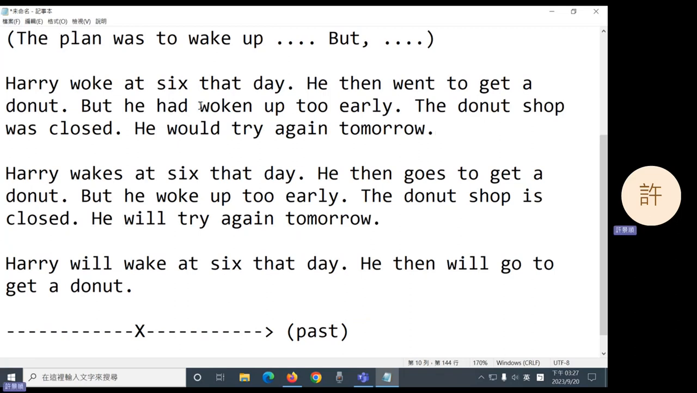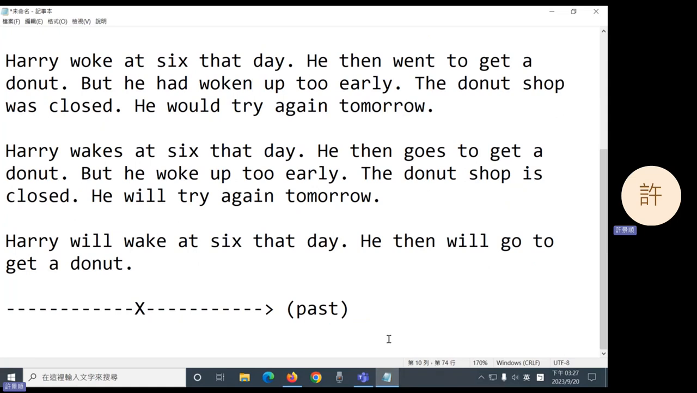So, had woken, we will talk more about this next week, but this is the past perfect. Another name for the past perfect is the pluperfect. Pluperfect just means more than perfect, which means more than past. It's the past of the past. So when you need to say something that happened in the past, in a story that is already in the past, you add another layer of past tense.